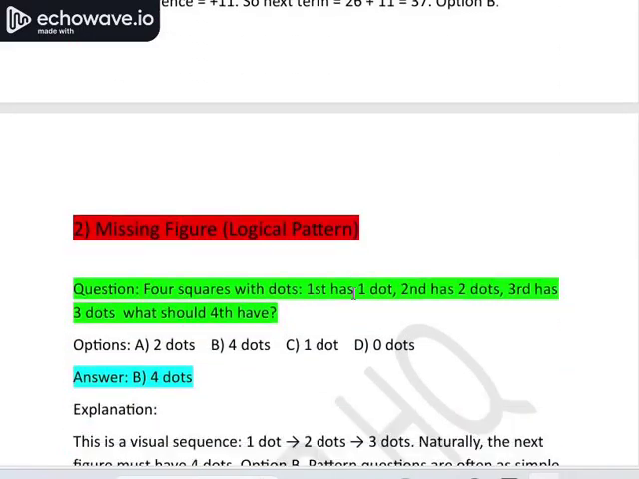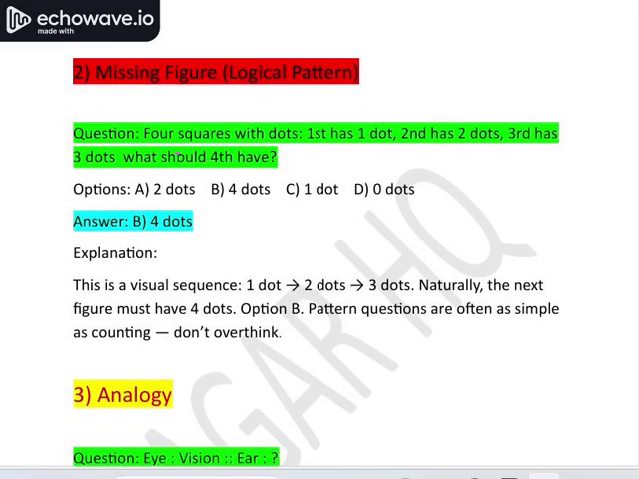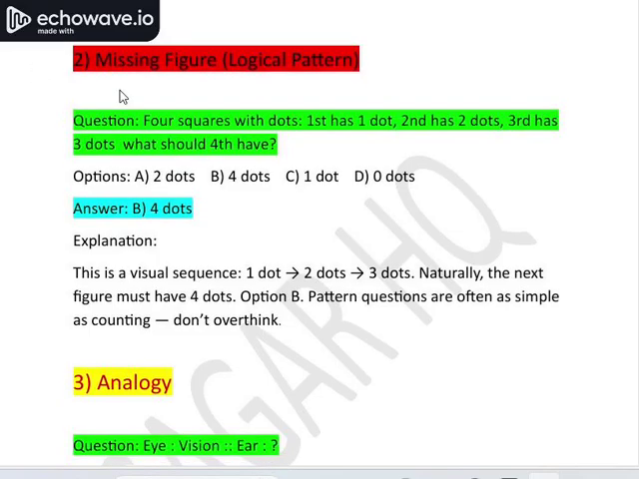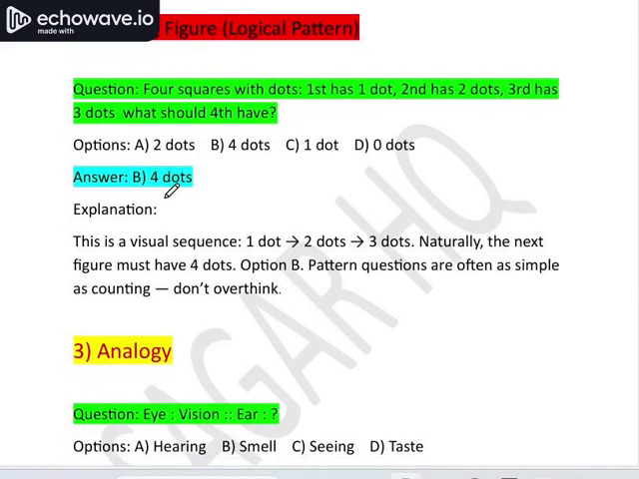Moving on, the next question is about a missing figure pattern. This tests your visual pattern recognition. The question shows 4 squares with dots. The first has 1 dot, the second has 2 dots, the third has 3 dots, and what should the fourth have? The options are given below. This one is actually very straightforward. It's a simple counting sequence: 1, 2, 3 and so on. Naturally, the next figure should have 4 dots. So our right answer is option B, which is 4 dots.